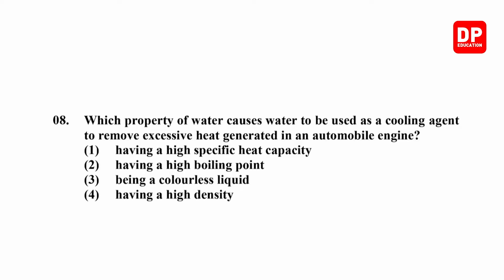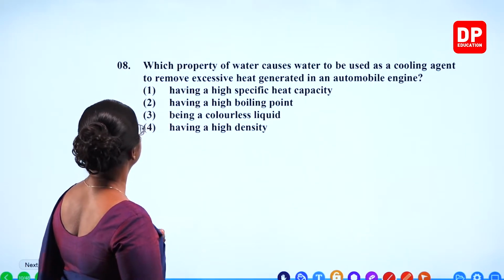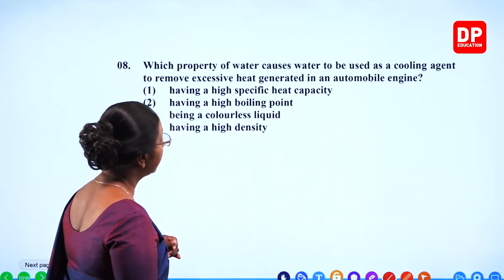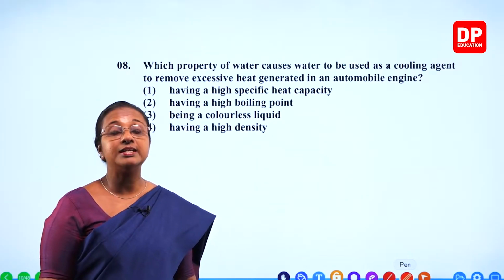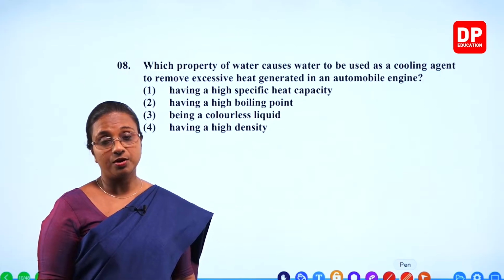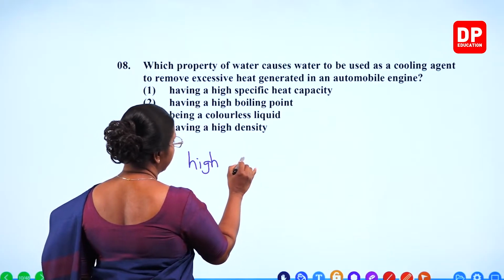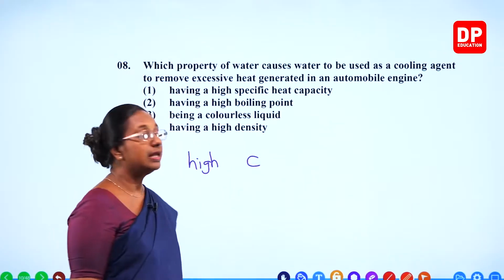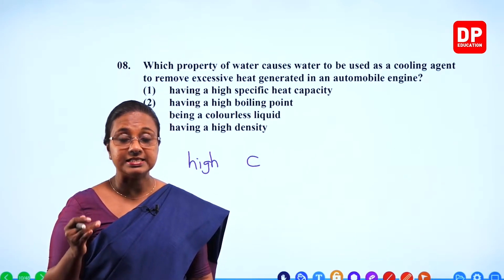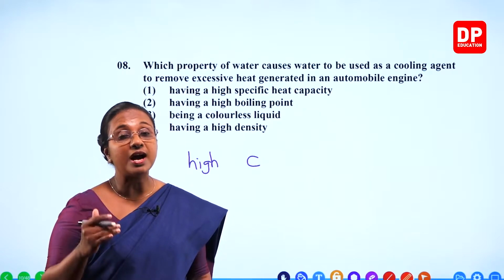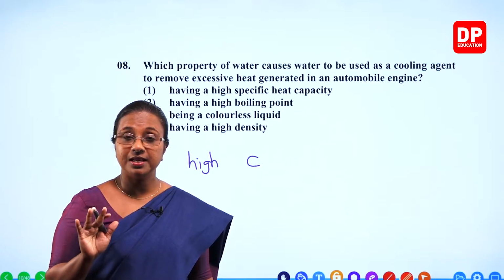Question number 8. Which property of water causes water to be used as a cooling agent to remove excessive heat generated in an automobile engine? Now, the cooling effect of water, the coolant effect of water, what does that depend on? The high specific heat capacity. High specific heat capacity, that is written as simple C. What is specific heat capacity? The amount of heat that is needed to increase the temperature of 1 kilogram of a substance by 1 Kelvin is what we call specific heat capacity.